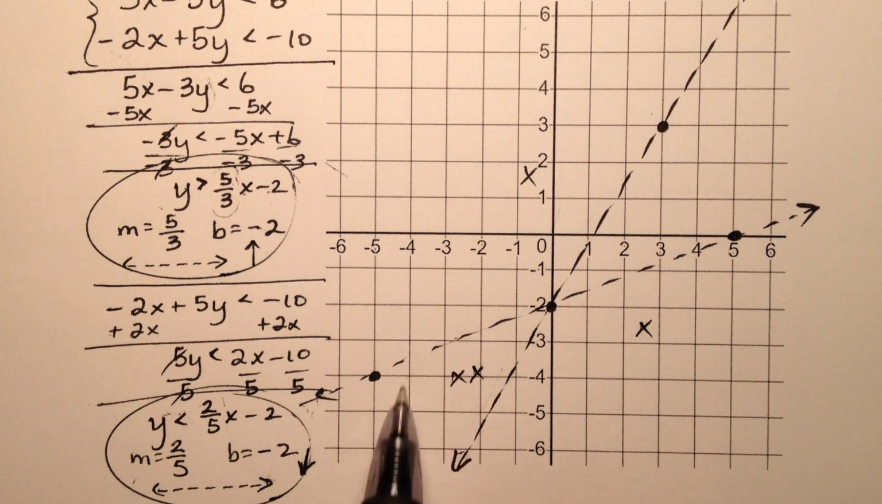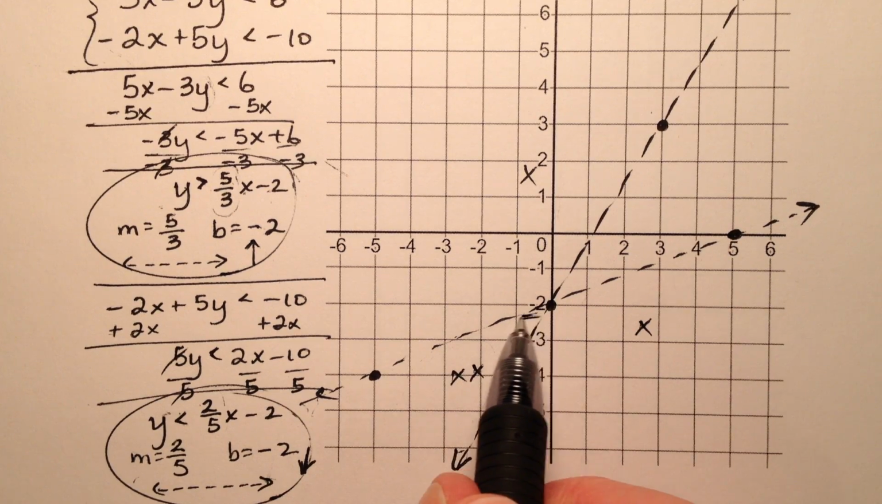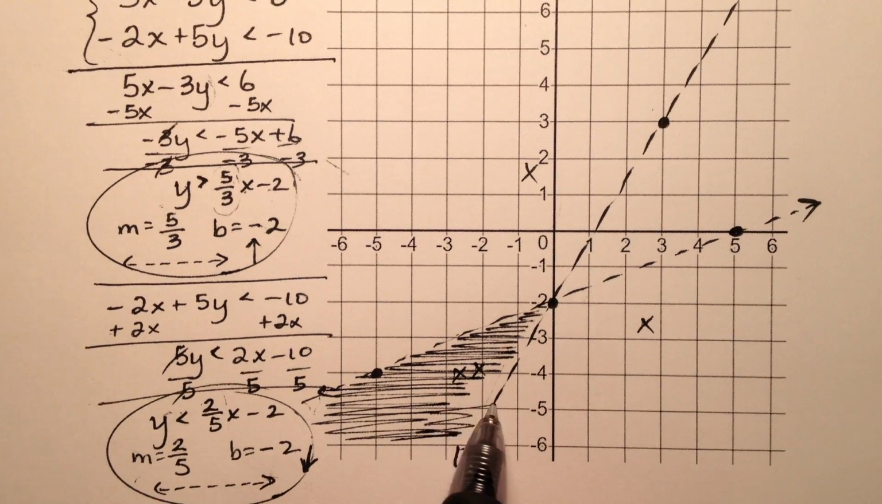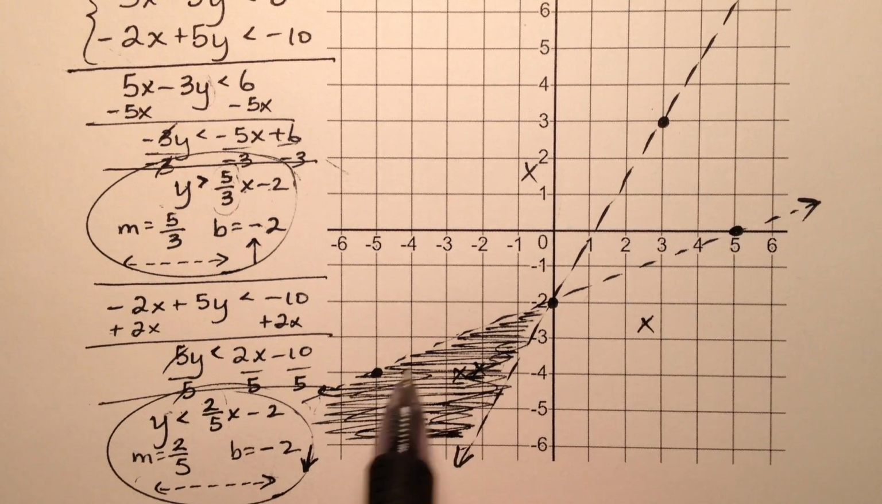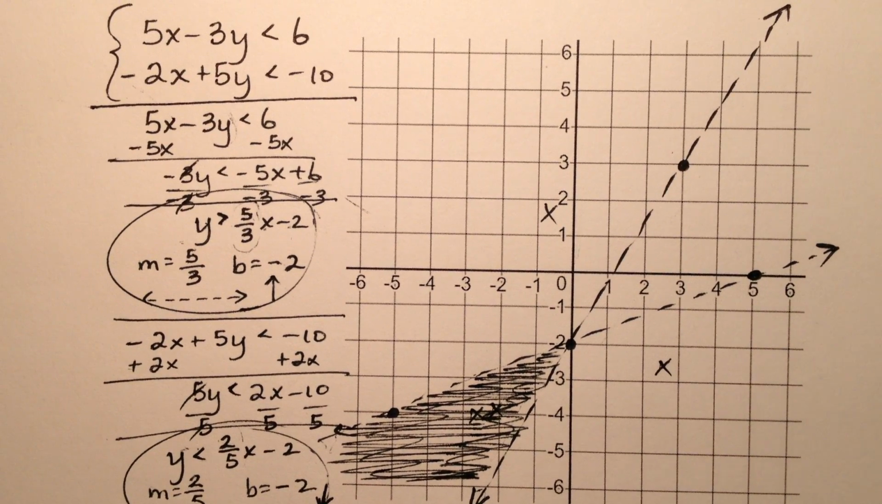And of course here we see that this region is true for both inequalities. So this is going to be our shaded region. And this is the solution set. So here is the graph then for this system of linear inequalities.